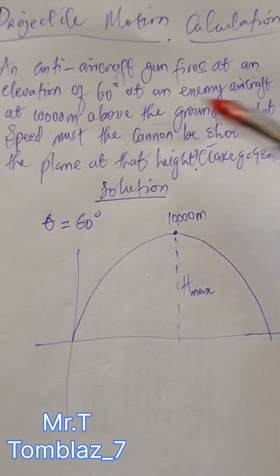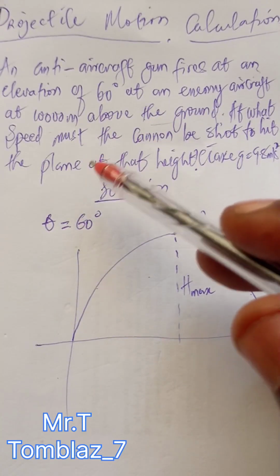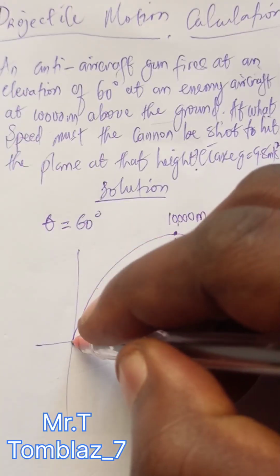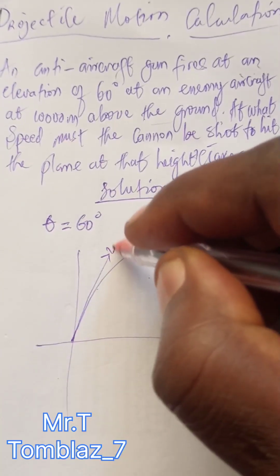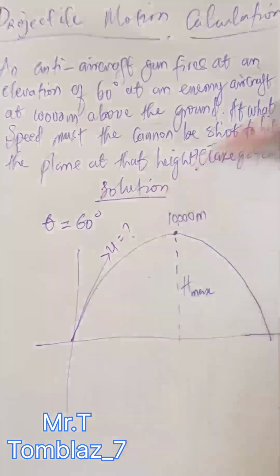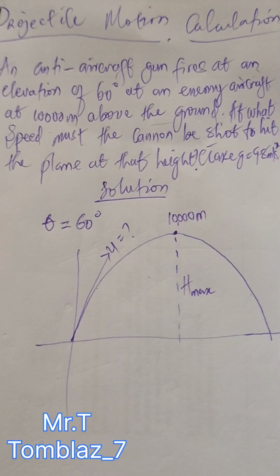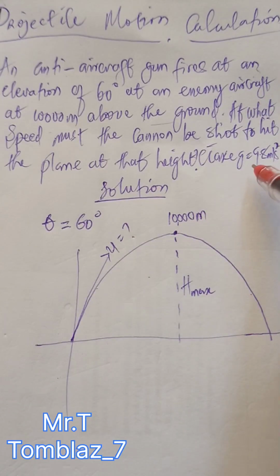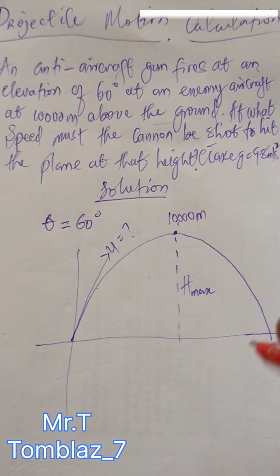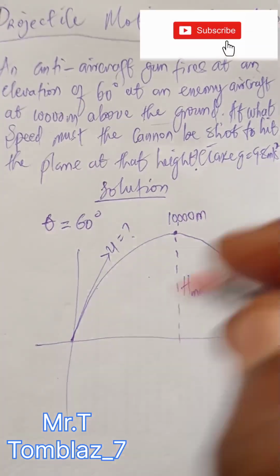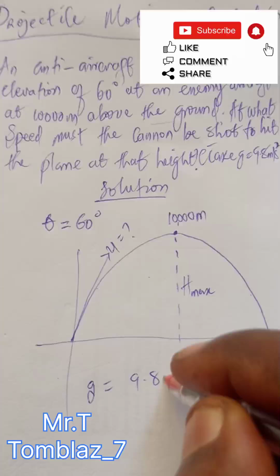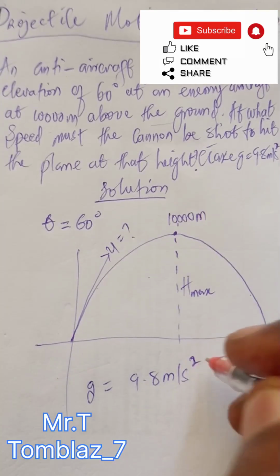Now they said at what speed must the cannon be shot to hit the plane? So the cannon is shot at a speed which we don't know, and this speed is the question. We can put a question mark there. They said we should take g as 9.8, so our acceleration due to gravity g is going to be 9.8 meters per second squared.